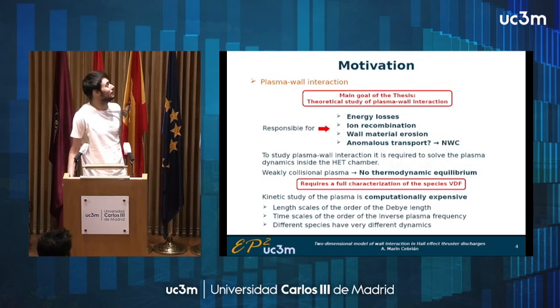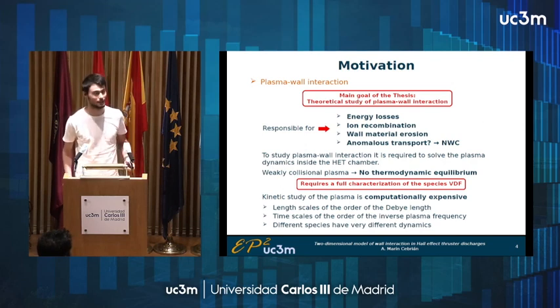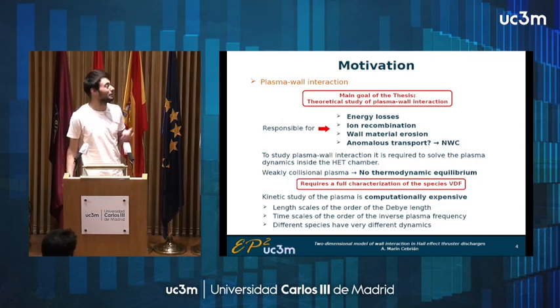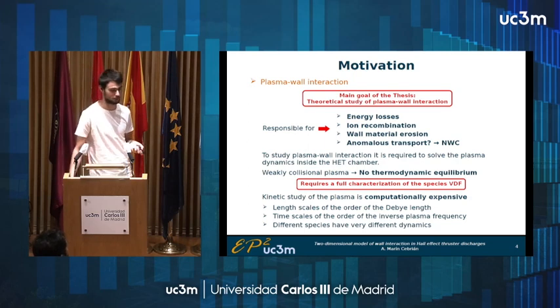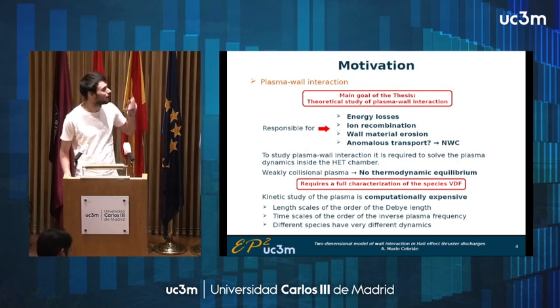So, as I have said, the main goal of the thesis is the theoretical study of plasma wall interaction. Why are we interested in studying plasma wall interaction? Because it is very important for the performance of the thruster. Indeed, it is responsible for energy losses, ion recombination, wall material erosion, and even some authors claim that it is responsible for anomalous electron transport. This is a phenomenon called near wall conductivity, which I will develop a little bit later if we have time.